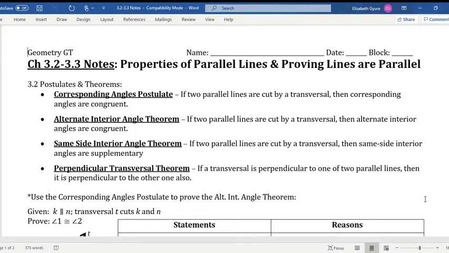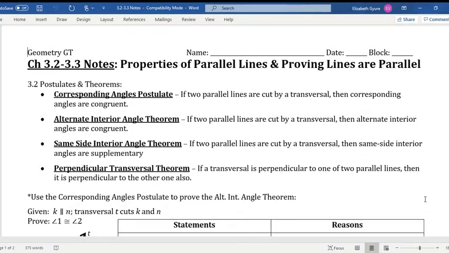But today we're going to talk about them in terms of postulates and theorems, which means these are going to be things that we can use in our proof writing, or we can possibly write a proof about them. So first thing is the corresponding angles postulate.